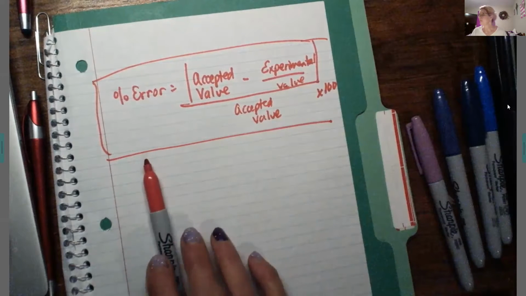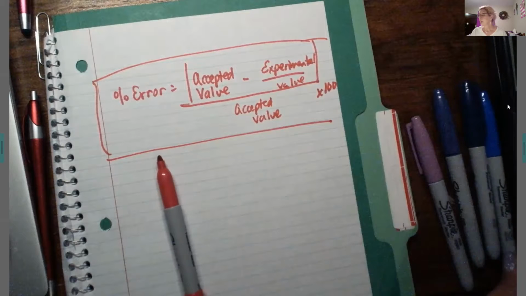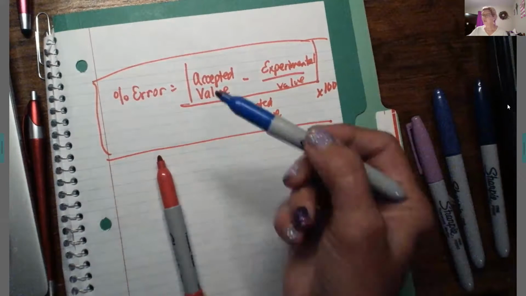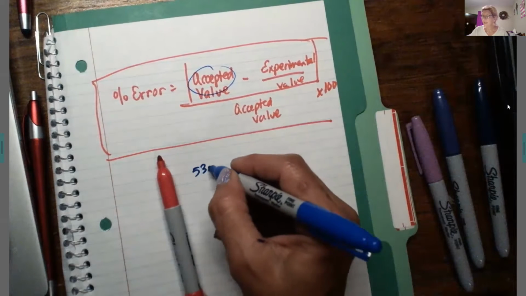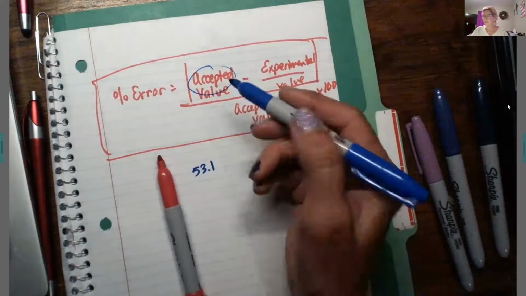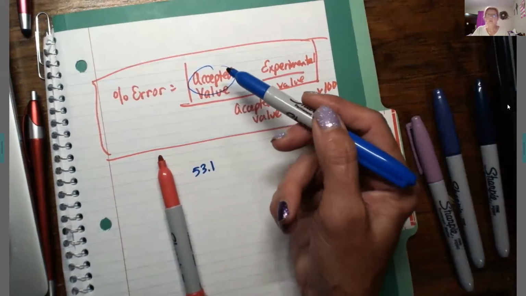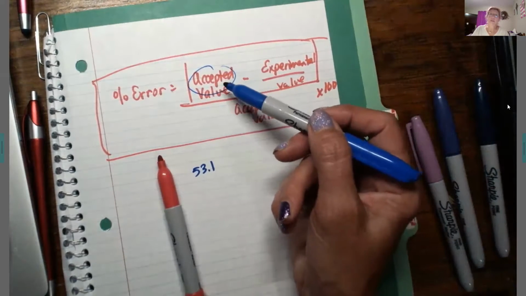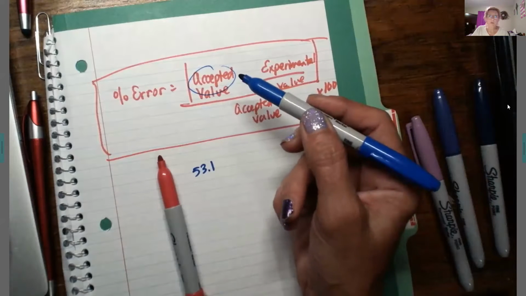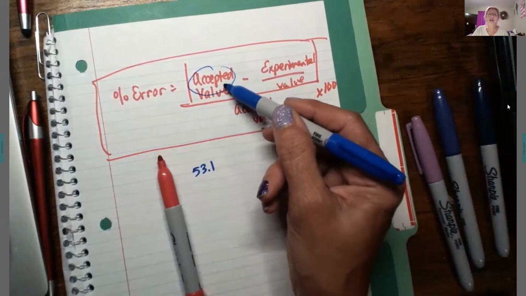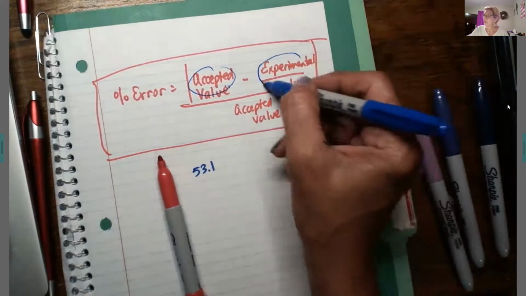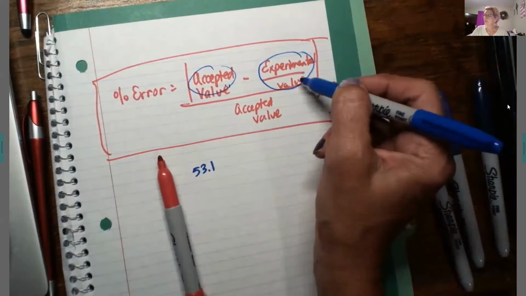So the accepted value, this is the value that if you Googled the melting point of PDB, it would tell you 53.1. That's the accepted value. That's the value you're going to get out of that handbook of chemistry and physics. And that's the melting point, the boiling point, the density value, whatever. That's the known value. This right here, this is the experimental value.